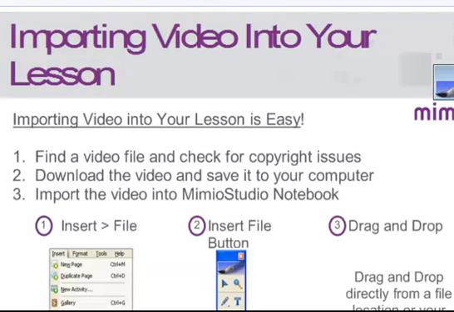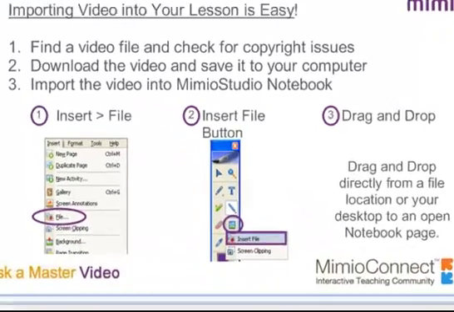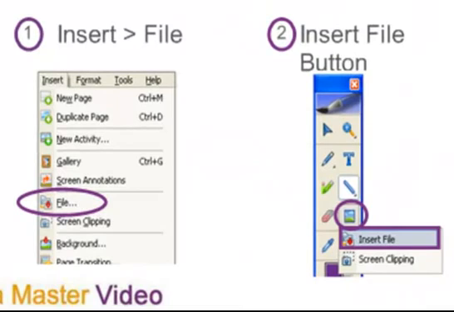Once the video is then downloaded and saved onto your computer, now we actually have three very easy ways that we can import it into MimioStudio Notebook. We can go to the Insert button right here in our notebook and then to File, or we can go to the Insert File button on our MimioStudio toolbar. Both of those options will present you with an open menu that you'll be able to browse your entire computer for and find that video file that you'd like to import. You can then simply click on that file, click Open, and MimioStudio software will do the rest. It'll import the video right into your notebook for you.